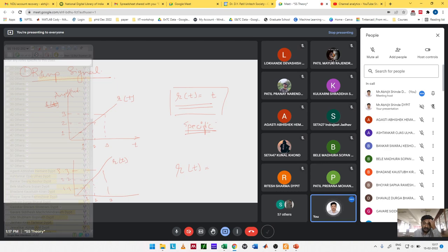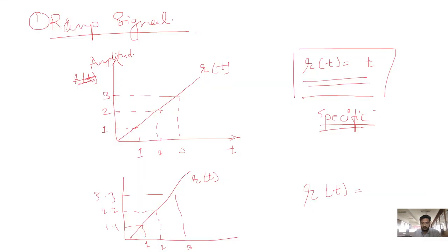I hope my question is clear. t plus 0.1? Let me tell you the problem with that. For t equal to 1, r of t is going to be 1.1. But for t equal to 2, r of t is going to be 2.1. It's not 2.2, it is going to be 2.1, and therefore this is wrong. Am I right?